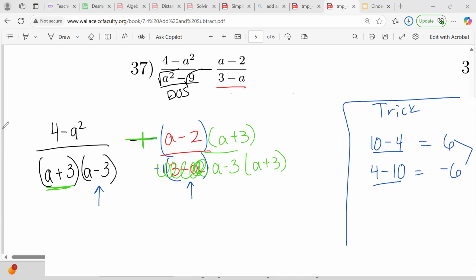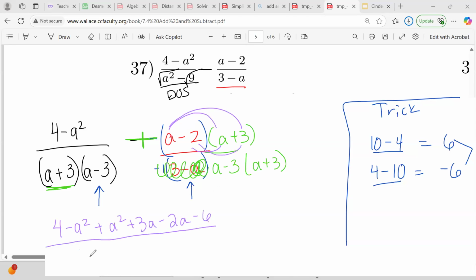Okay, so now on the top, we have 4 minus a squared. FOIL here, that would be a squared, 3a. Under would be negative 2a. Under would be negative 6. And then just leave the bottom, a plus 3, a minus 3. Okay.